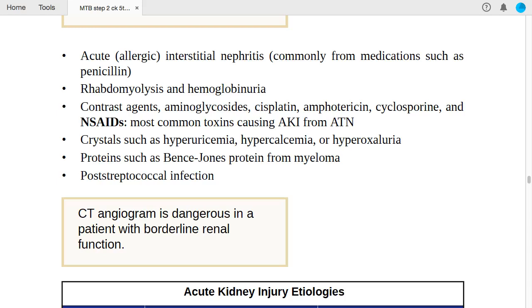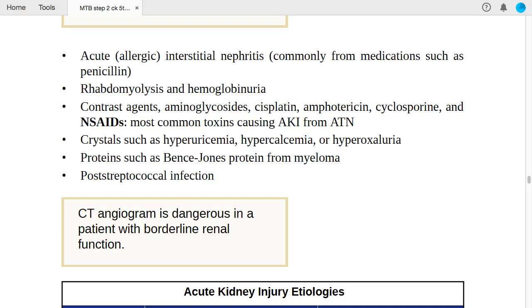All linked together. Crystals such as hyperuricemia, hypercalcemia, or hyperoxaluria can also lead to intrinsic pathology, intrinsic azotemia. Proteins such as Bence Jones protein from a multiple myeloma case can also lead to intrinsic renal disease. Post-streptococcal infection inside the kidney can lead to this intrinsic azotemia.